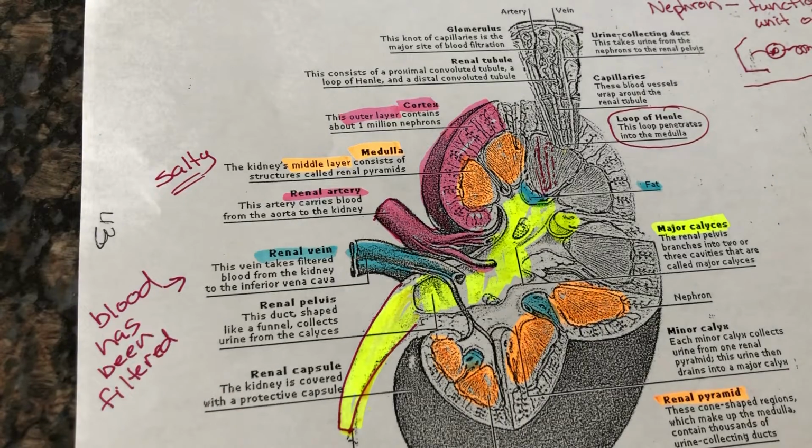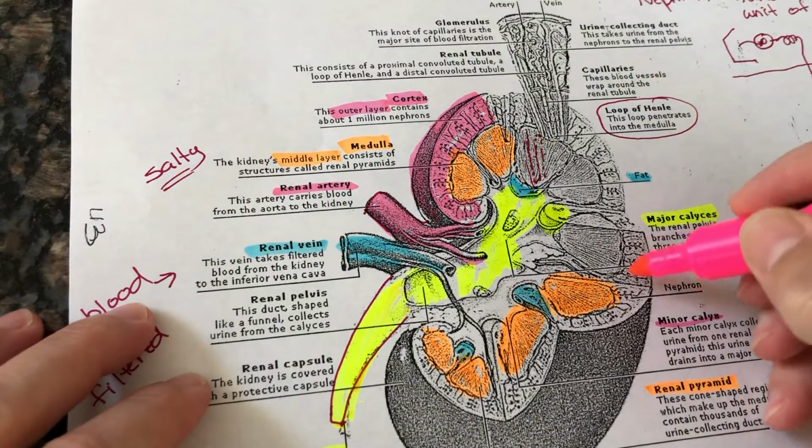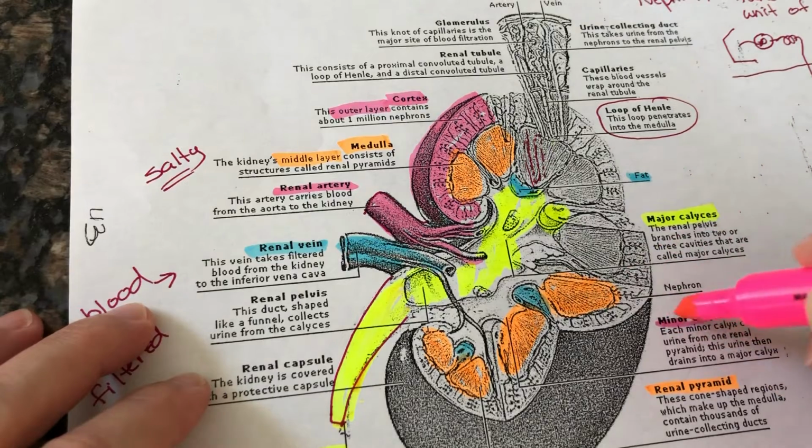I'll put in pink, just so that you guys have the same education, hopefully, as the people did last semester. So your minor calyces are in pink.